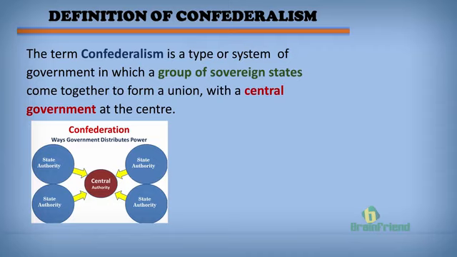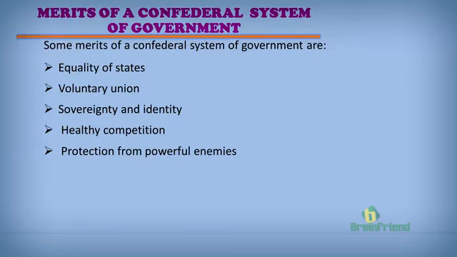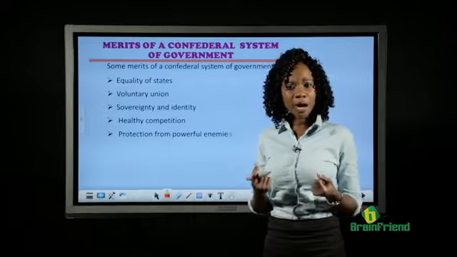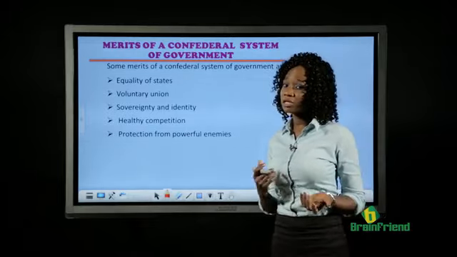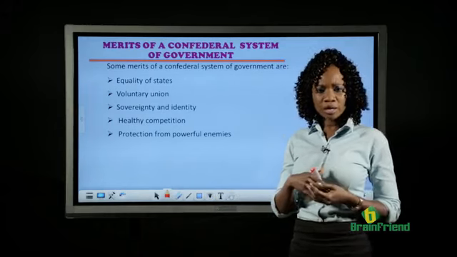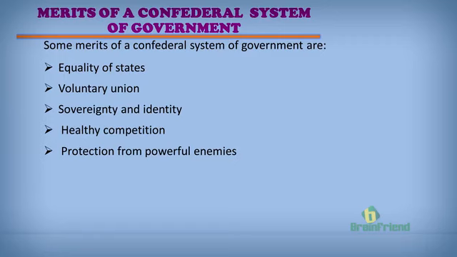We said the term confederalism is a type or system of government in which different groups of independent or sovereign states come together to form a union with the central government at the center. We also looked at how these component states are empowered to carry out major functions in the government, thereby leaving the central government weak. Having looked at all of that in our previous class, we will go directly into the merits and demerits of confederalism as a system of government.